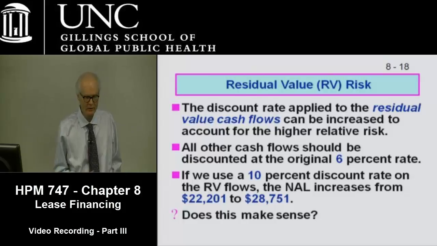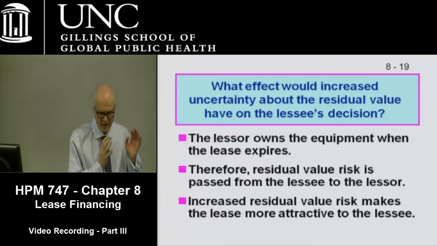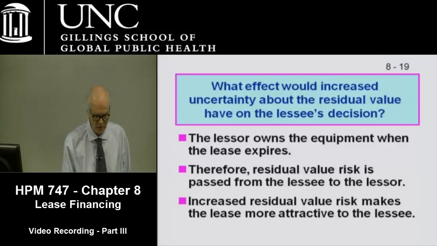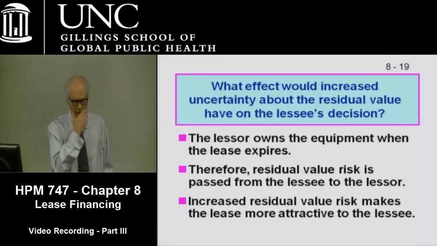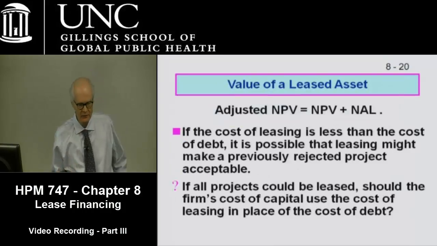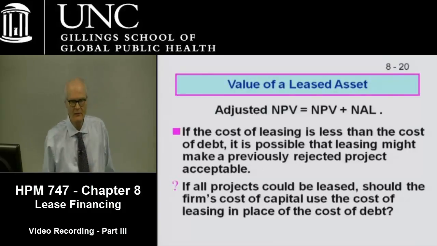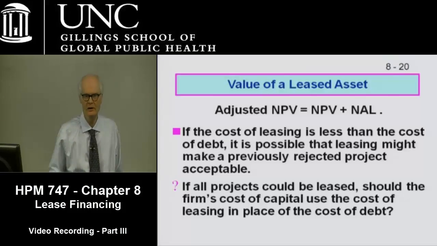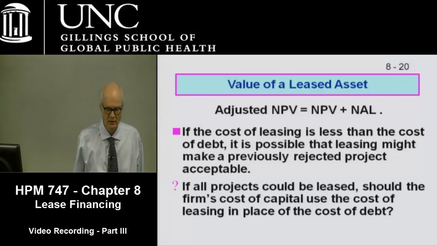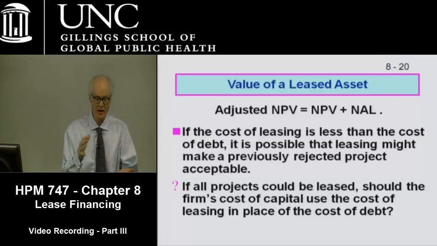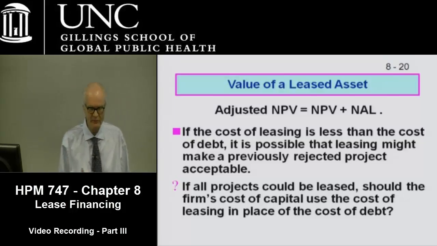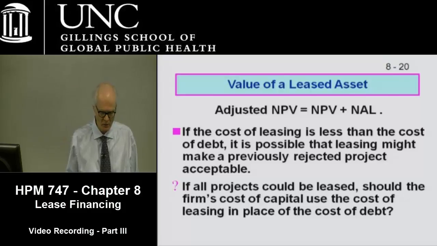The lessor owns the equipment, therefore the risk is essentially passed from the lessee to the lessor, and that makes the lease more attractive to the hospital or the health system or whoever is leasing the asset. In fact, if you calculate the net present value of a particular piece of equipment, you find that it's negative. But if you have a great leasing deal that's got a fairly large positive present value to it, that in fact can swing an undesirable project to a desirable project. So sometimes you have to be careful about including the benefits or the implications of financing in the project selection.